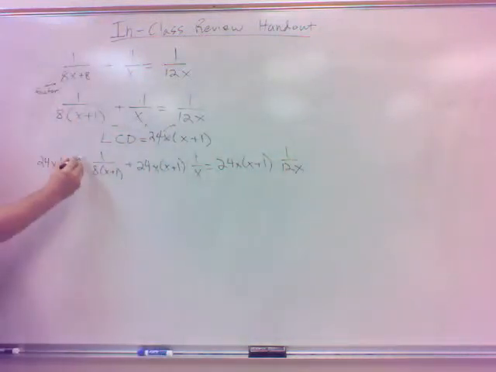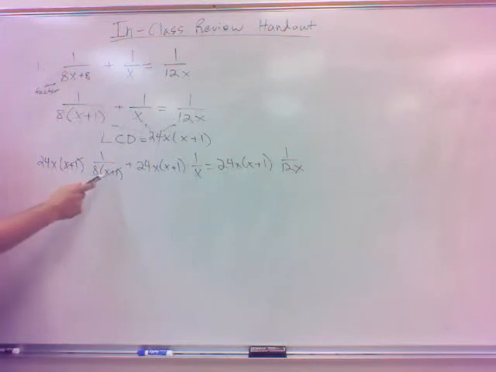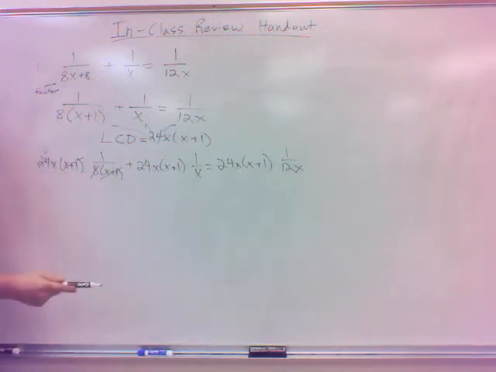Write it out so we can visualize the cancellation. So the x plus 1's cancel, and the 8 and the 24. 8 goes into 24, so 24 is on top, so that's 3 left there. And so nicely we have 3, and don't forget that x, and then 1. 3 times x times 1 is 3x. 3x is all that's left here.